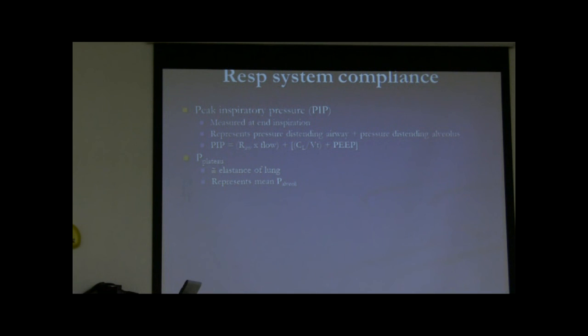And why is that important? Because it represents the mean pressure in all the alveoli of the lung. Again, we're assuming that all the alveoli are acting the same, which is not always the case. But if they are, that's our best surrogate. And that mean alveolar pressure is directly connected to the compliance of the lung.